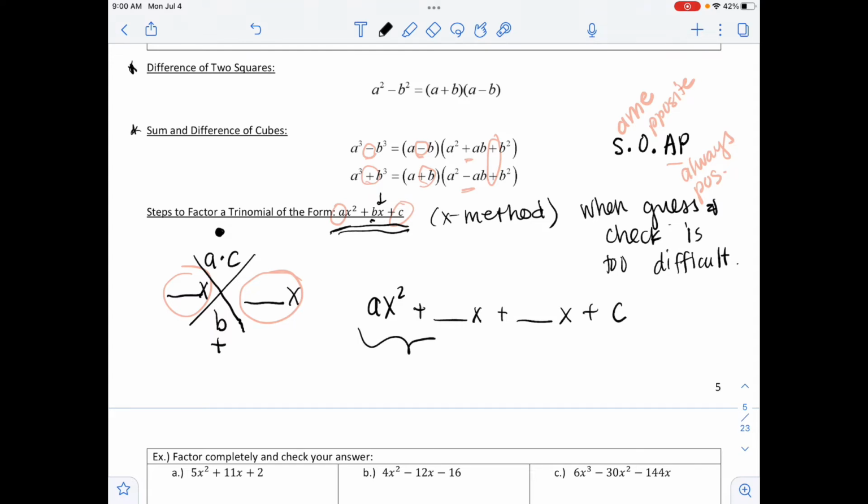From here, I'm going to group. So we have 4 terms. I'm going to group those first two together, the second two together, and I'm going to factor out a GCF for both of these. And then we're just going to keep going from there. So we'll work on some examples on the next page.